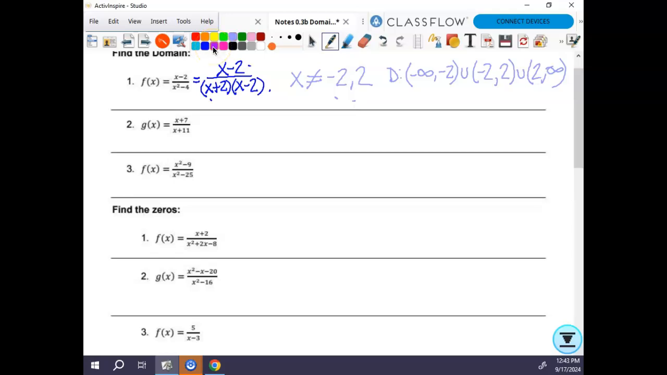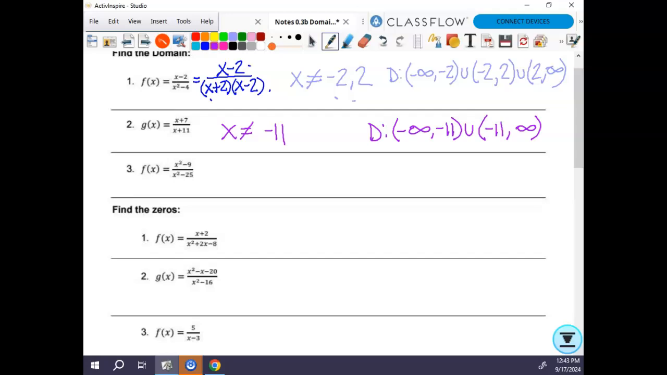So let's look at number 2. Nothing to factor, nothing to reduce, right? And so what can x not be? -11, right? Because my denominator cannot be 0. So that means my domain goes from -∞ to -11. I jump over him and start back over -11 and go to infinity. All right, what questions you got?